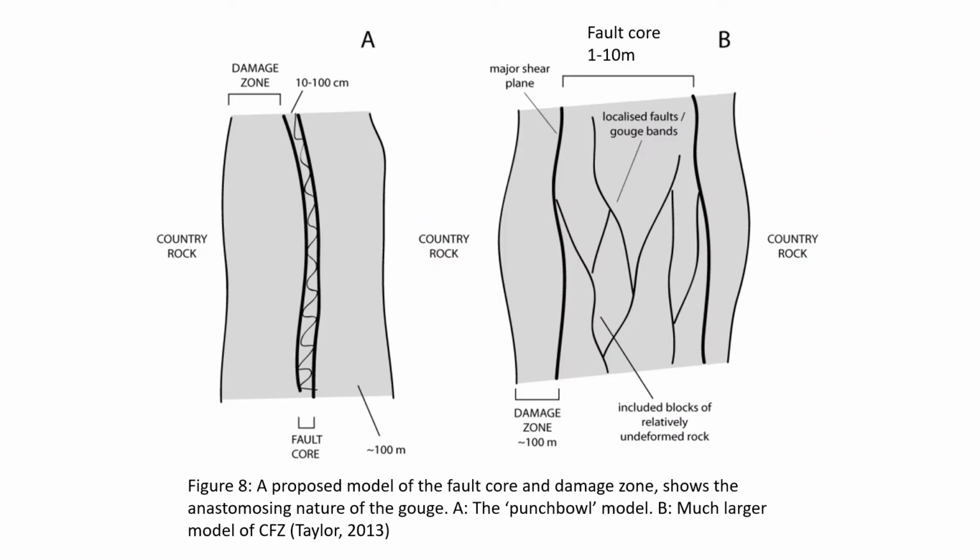Overall, the fault gouge here is pervasively fractured and highly structured. The strands of the gouge are anastomosing throughout the zone, and figure 8 shows a model of the anastomosing gouge in the fault core. It also highlights the unique size of the fault core, up to meters in size, compared to other models which are on the centimeter scale.